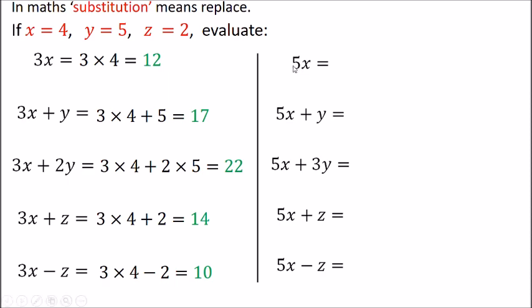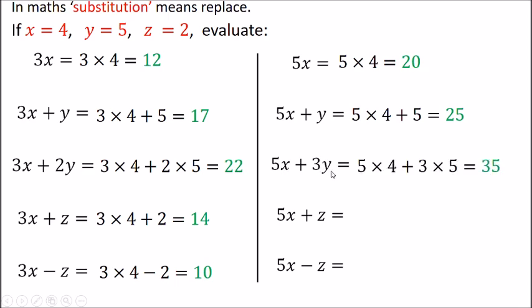Okay, our first one, 5 lots of x, but we know that x is 4, so really this question means 5 lots of 4, which is 20. Next one, 5 lots of x means 5 lots of 4, and then if I add y to it, that means I'm adding 5. So I'm doing 20 plus 5 to get 25. Next question, 5 lots of x means 5 lots of 4, and then I'm adding on 3 lots of y. But y is 5, so I'm doing 3 lots of 5, which is 15. So it's 20 plus 15 gives me 35.